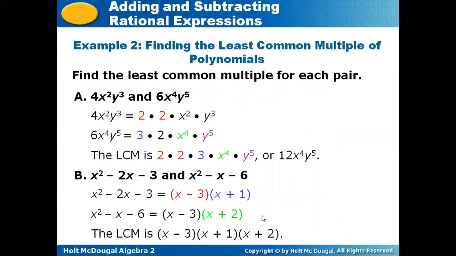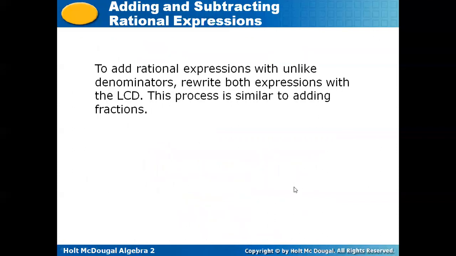So for the LCM, for common factors, bring down the factor with the highest exponent. We will have x minus 3. Those factors with no common, bring them down, that is x plus 1 and x plus 2. Then multiply them. The LCM is x minus 3 times x plus 1 times x plus 2. So to add rational expressions with unlike denominators, first we rewrite both expressions with the LCD.